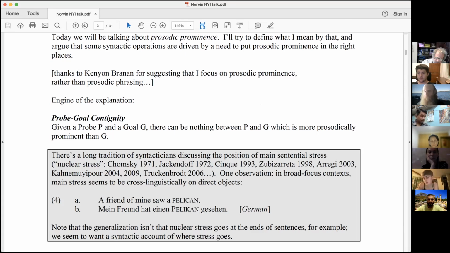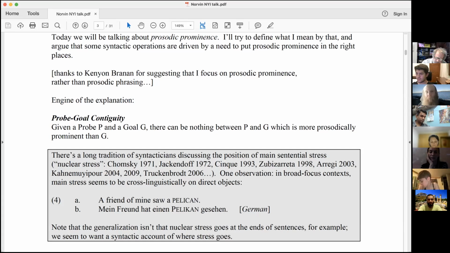What I'm going to be talking about today is prosodic prominence, and I'm going to claim that prosodic prominence, we start calculating that in the narrow syntax, and that the syntax performs operations that are driven by the need to put prosodic prominence in certain places and not others. So I'm going to define what I mean by prosodic prominence, and then I'm going to argue that some syntactic operations are driven by a need to put prosodic prominence in the right places.